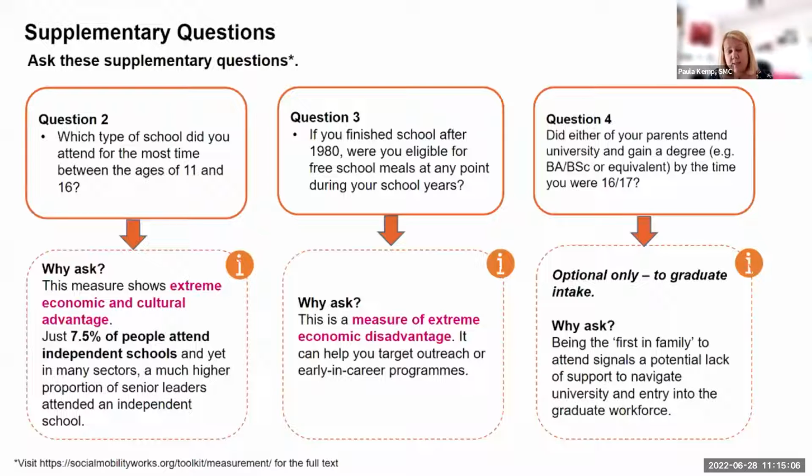And a fourth question that could be a question you ask for your graduate hires. And I know the Solicitors Regulation Authority ask it because predominantly you need a law degree to access the law profession. Did either of your parents attend university and gain a degree by the time you were 16 or 17? Now, a lot of people do talk about being first in family, but actually there's something like 68% of the current graduates who've left university aged around 25 who are first in family. So whilst it's a great thing to know and it can help you understand people who are entering your graduate scheme and put that support and framework around them, it's not a measure of socioeconomic background. So if we could have the next slide, please.